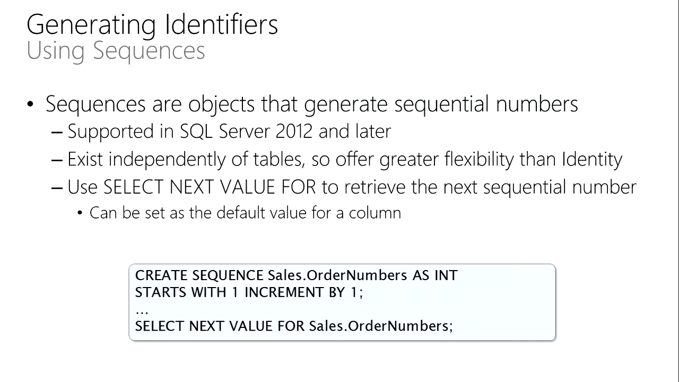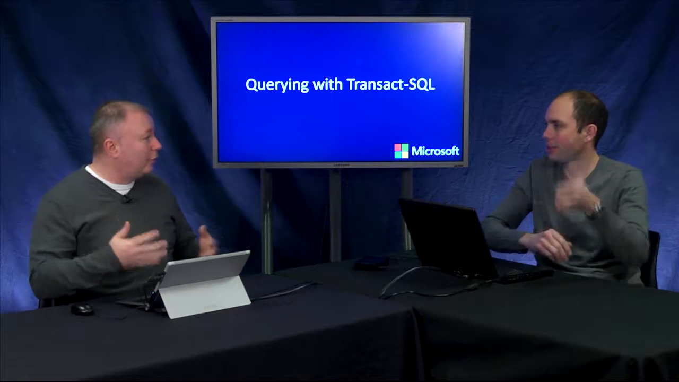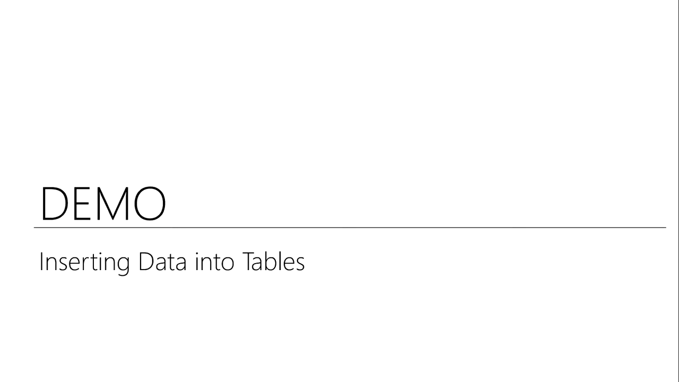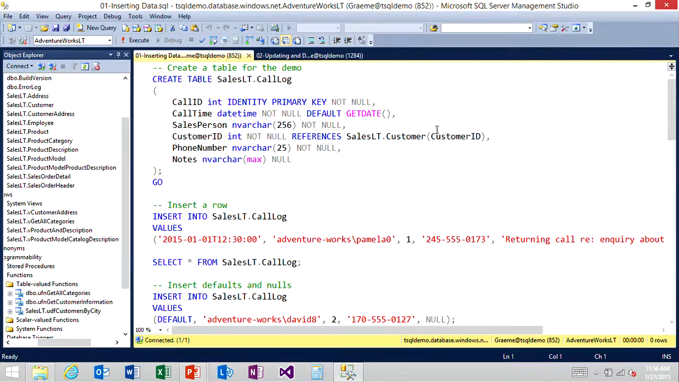So we could then union those web queries with those retailer queries, and it appears just as it should. These are all of our orders, and they've all got unique numbers. Unique numbers. Exactly. So let's dive into a demo of inserting data into a table.